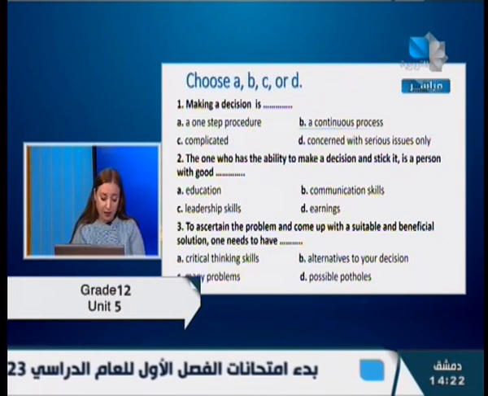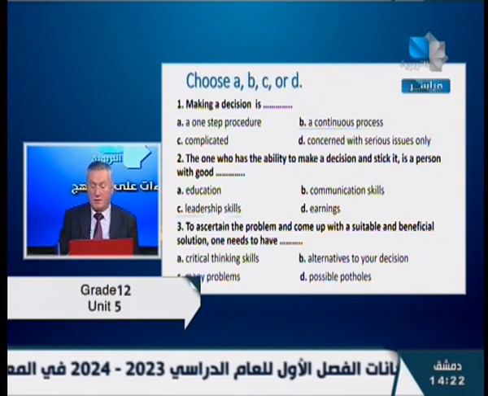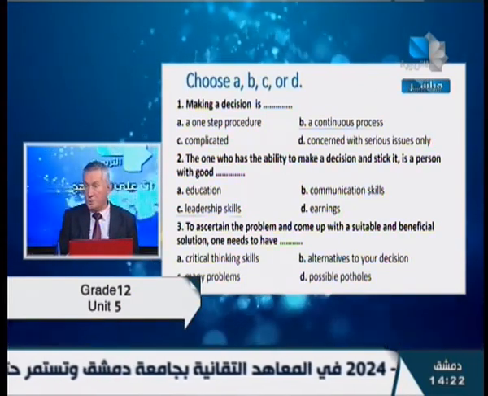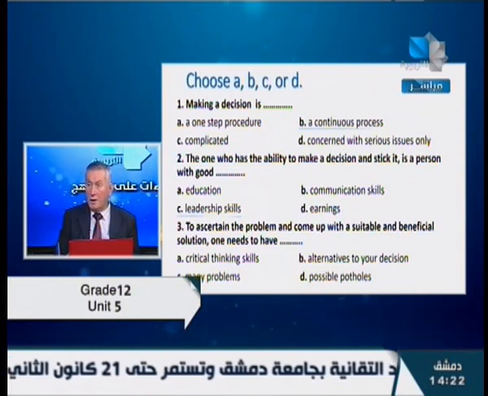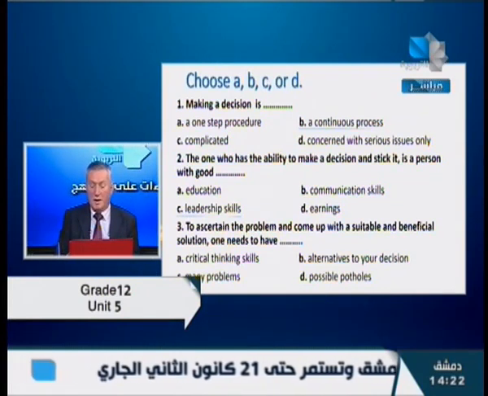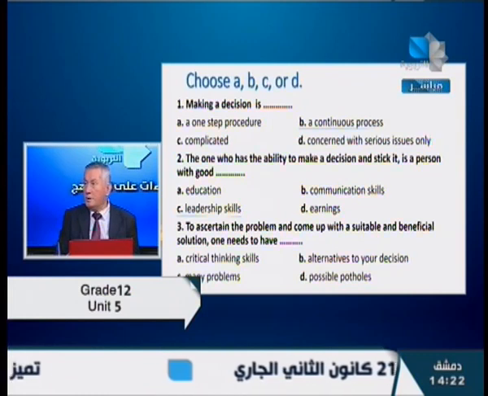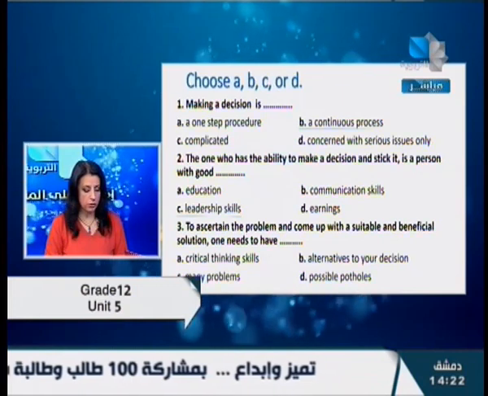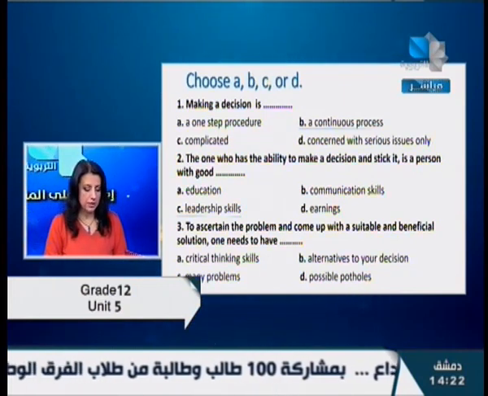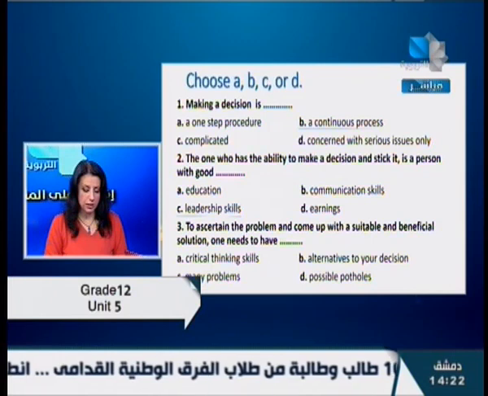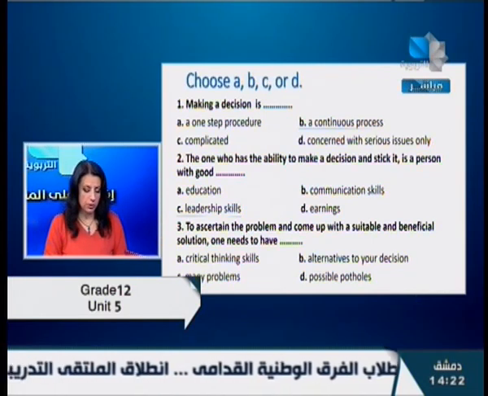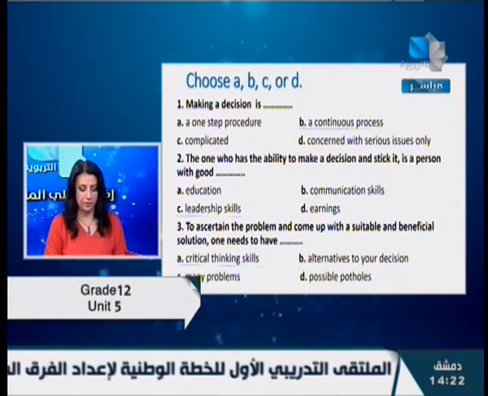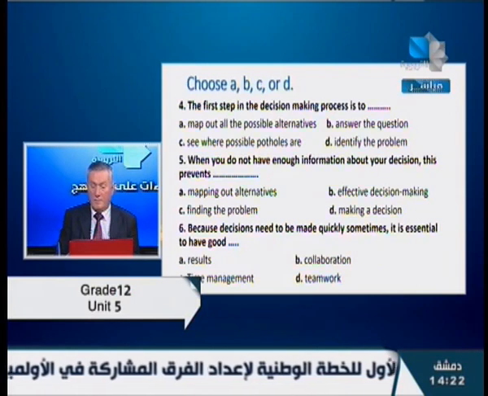Of course, it's C. Leadership skills. This is from the text. Of course, the student may say education is important, also communication skills, but according to the text, it is mentioned that leadership skills. Number 3, to ascertain the problem and come up with a suitable and beneficial solution, one needs to have A. Critical thinking skills, B. Alternatives to your decision, C. Many problems, or D. Possible potholes. It's A. Critical thinking skills. Again, based on the text.